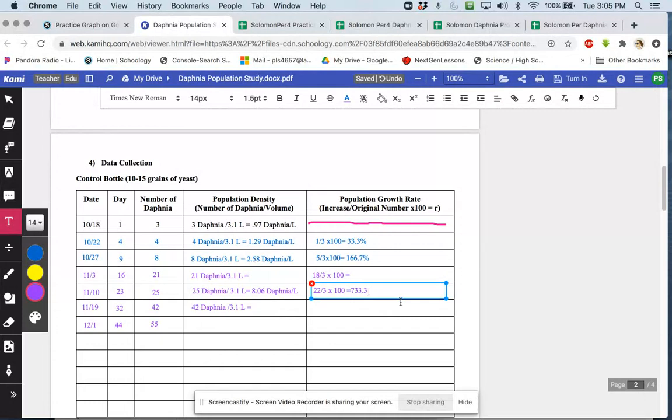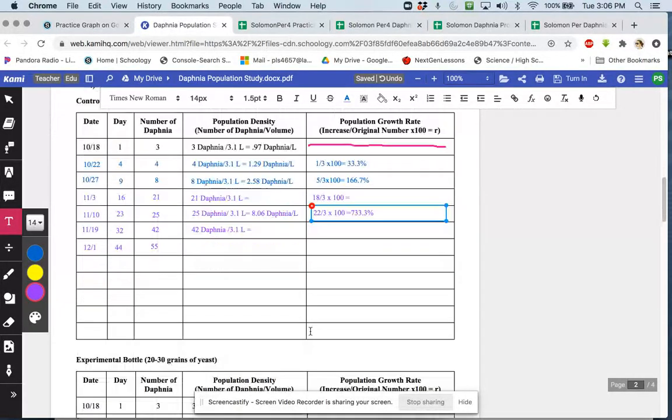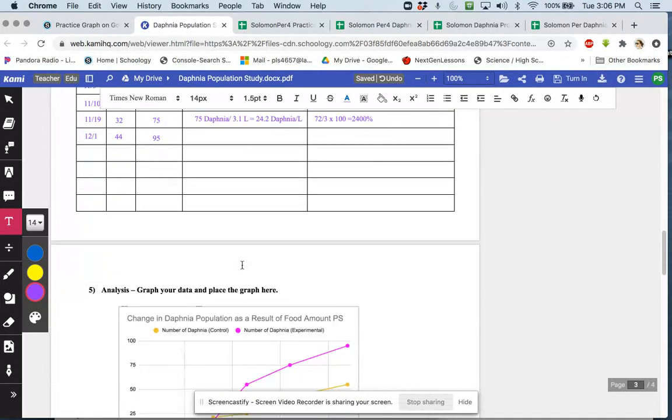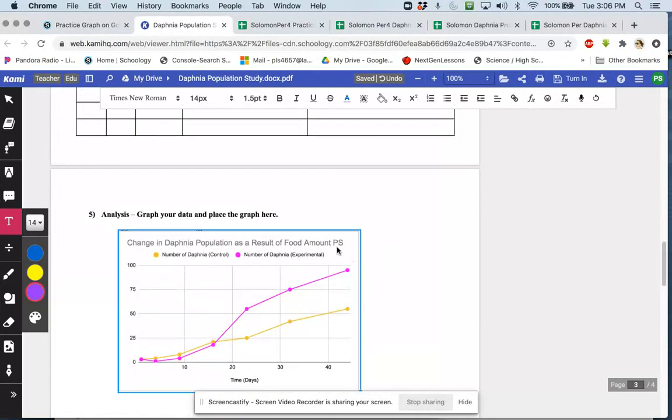So remember, it's not enough to just write the numbers. You always have to write the units. What are you actually measuring? Here we're measuring Daphnia per liter. Here we're measuring percent. So I expect you to do this for every single one of these. Okay. Now in a previous video that I just made, I also am showing you how to do the graph.